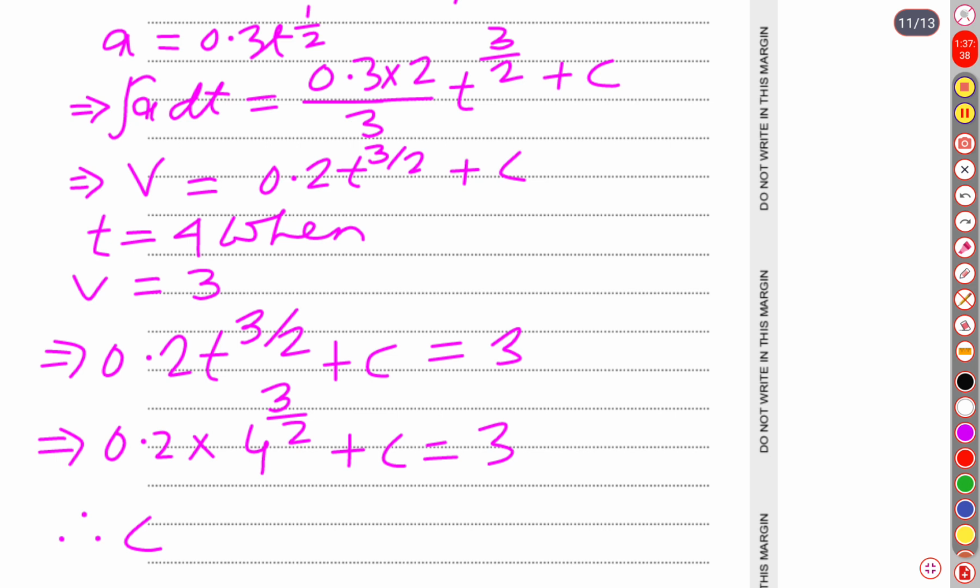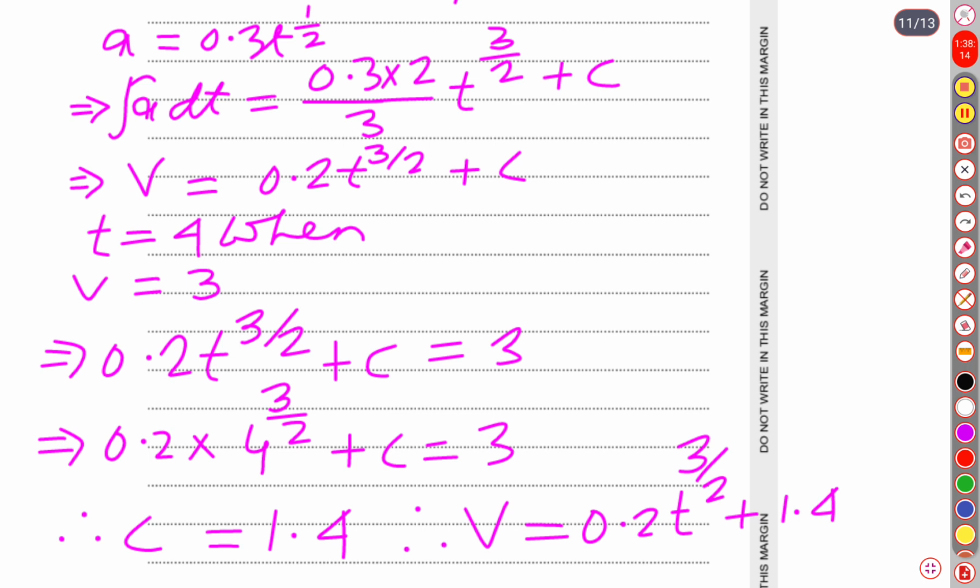Hence our c is going to be: 4 to the power 3 over 2 means 2 cube, which is 8, so 0.2 times 8 is 1.6. So 3 minus 1.6 is 1.4. Our c is going to be 1.4. Hence our expression for velocity for the second phase is going to be 0.2t^(3/2) + 1.4. This is the expression of velocity for the second phase of the motion.